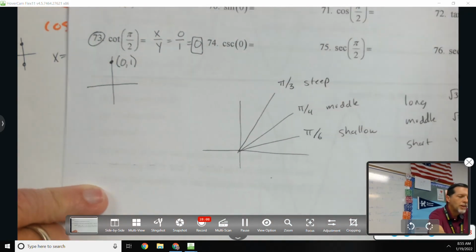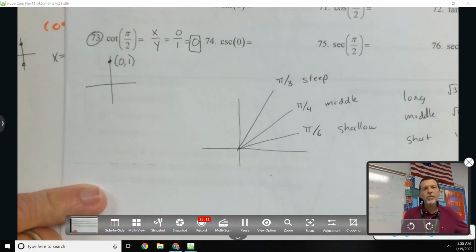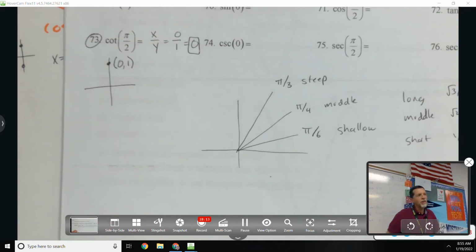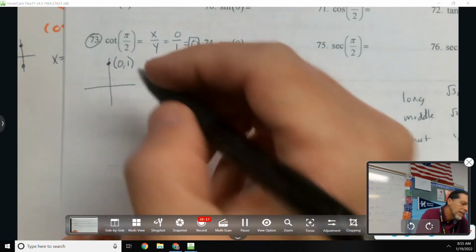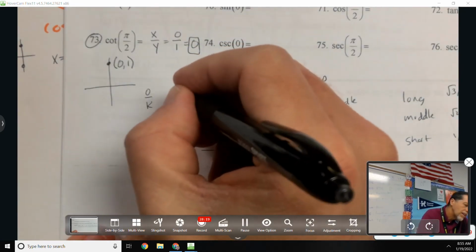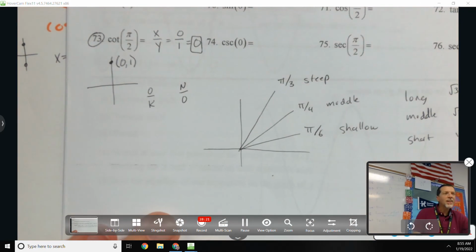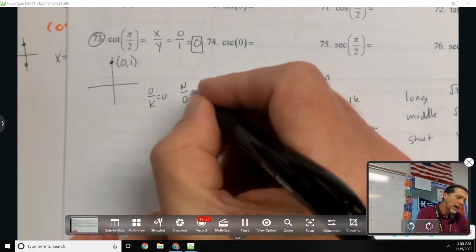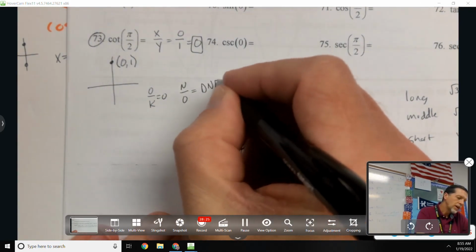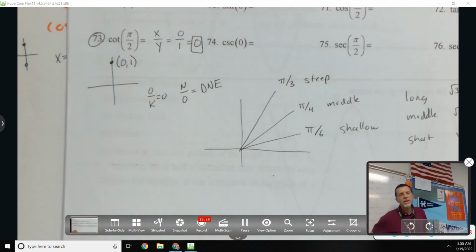Again, you don't really memorize many values. You know where the angles are. So if zero's on top, it's going to be 0. If zero's on bottom, it's undefined. Correct. Because that's what I got mixed up on the test. If zero's on top, you're okay. If zero's on the bottom, that's not okay. Undefined, or however you want to phrase it.